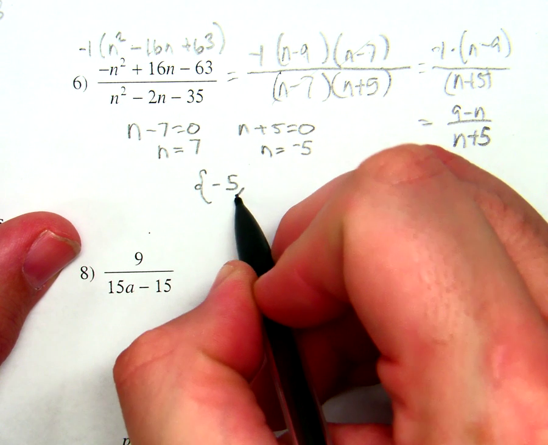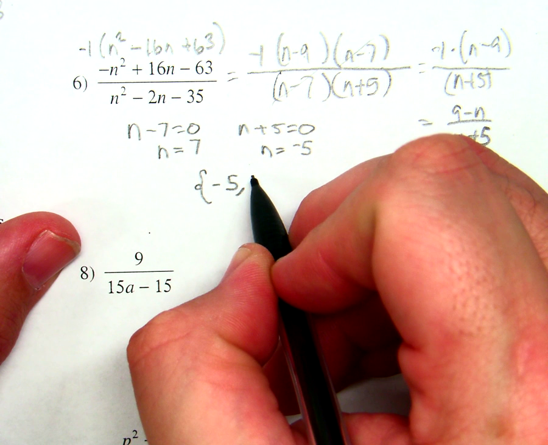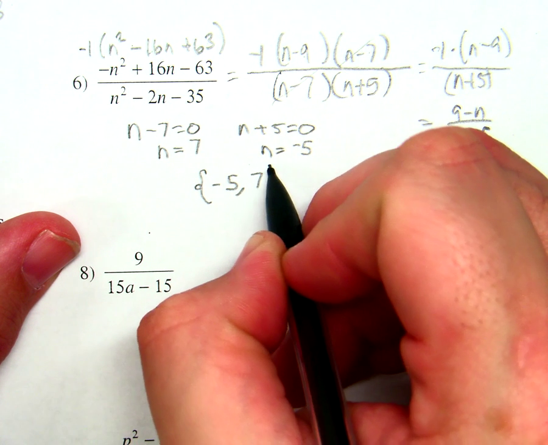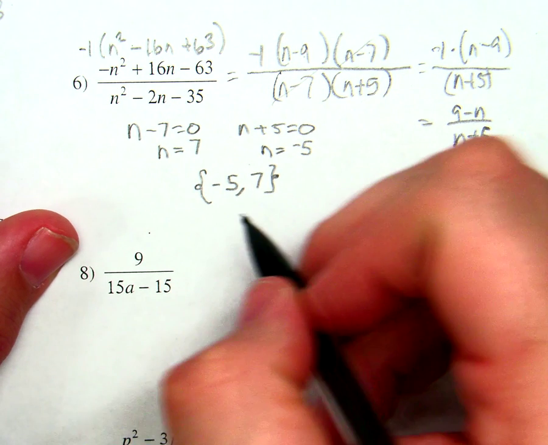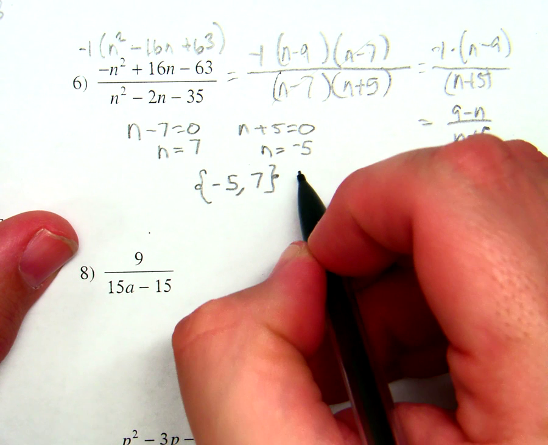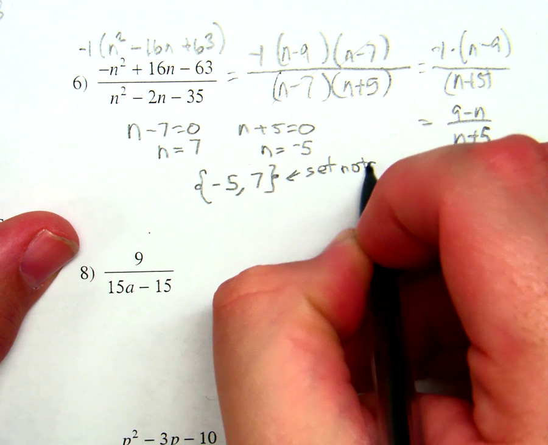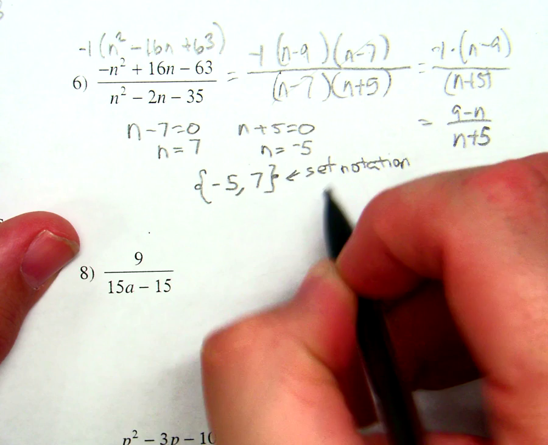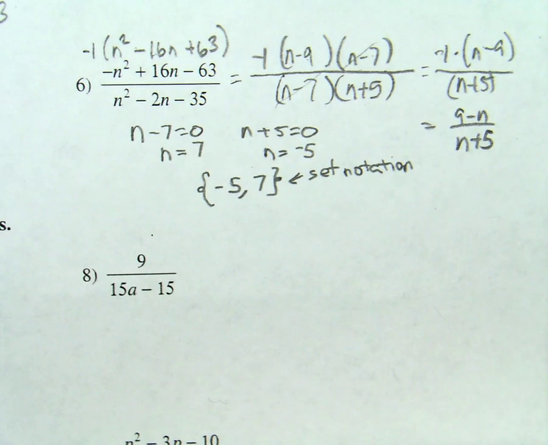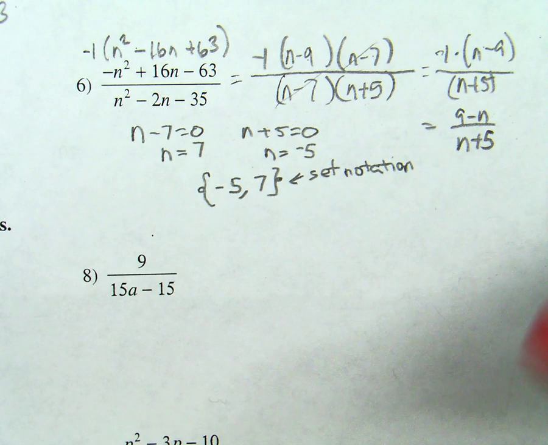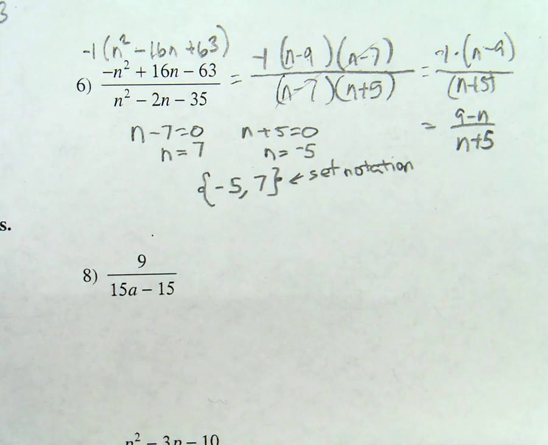So, to please the mathematicians all around the universe, we'd put it in a set. And remember, that's just set notation. All that does is it tells me that I have a group of numbers that are going to meet this characteristic. A set is just a group of stuff, like a set of baseball cards or a set of comic books or a set of shoes.